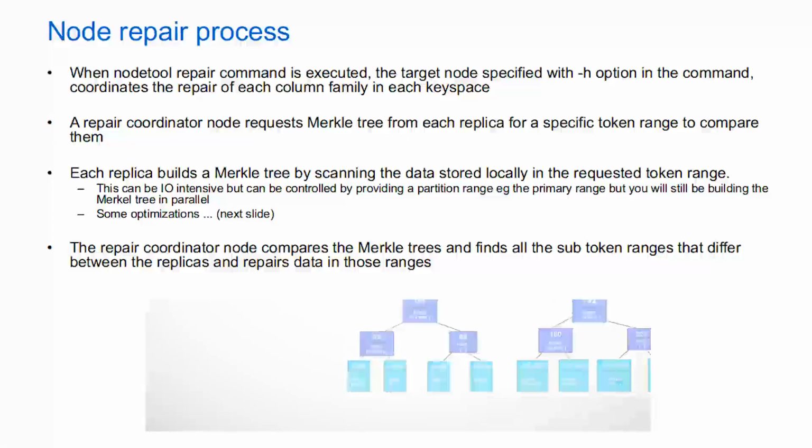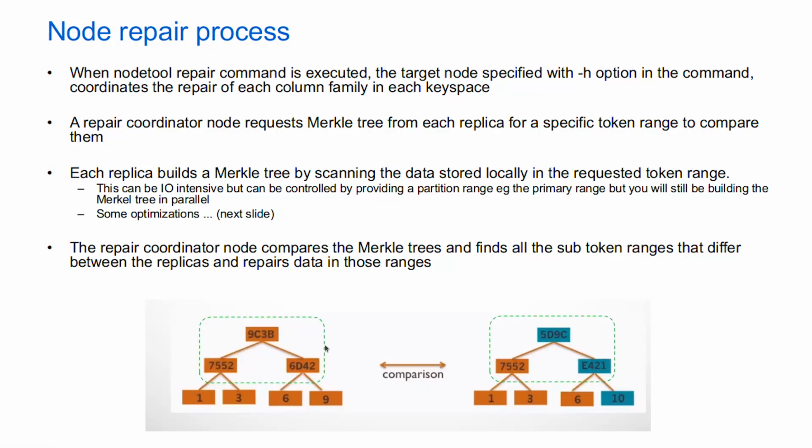So effectively, what will end up happening is two Merkle trees side by side, and you know that this is what caused the mismatch. So you're going to exchange the data and you're going to either add the data or update the data in the replica nodes. So that's basically the whole idea, right? And this is a manual process.